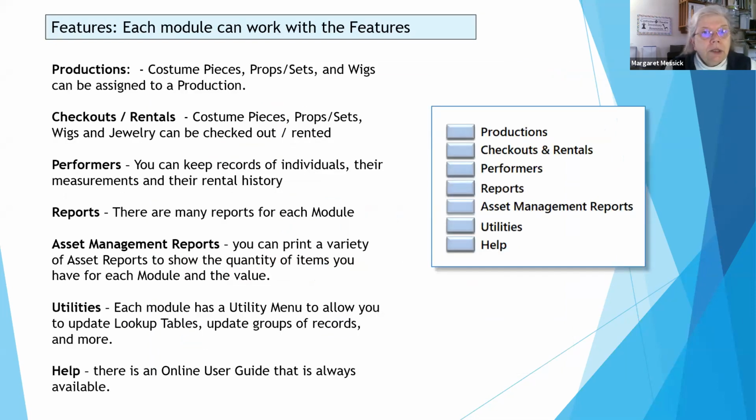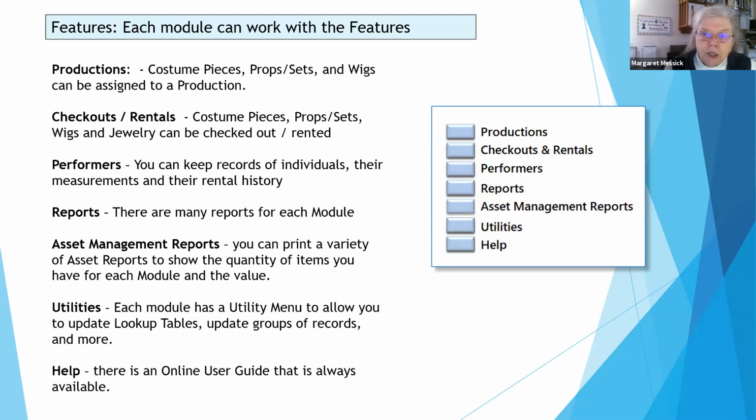Okay, each module works with your features. So you have productions, checkouts, performers, reports, asset management, and a utility menu. So costume pieces can be assigned to a production. Props and sets can be assigned to a production. So you can look at your production screen and see all the things that work together with it.